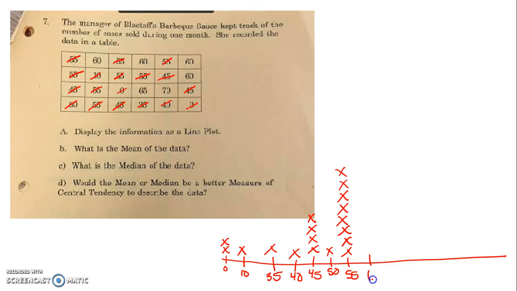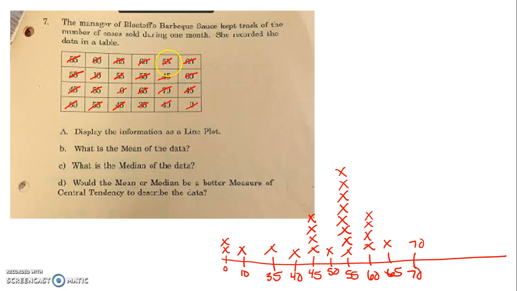Let's see how many times they sold 60 cases. 1, 2, 3, 4. It looks like 4 days they sold 60 cases. Looks like there was one day they sold 65 cases, and a day they sold 70 cases. And now I think I have them all. Let me just make sure.